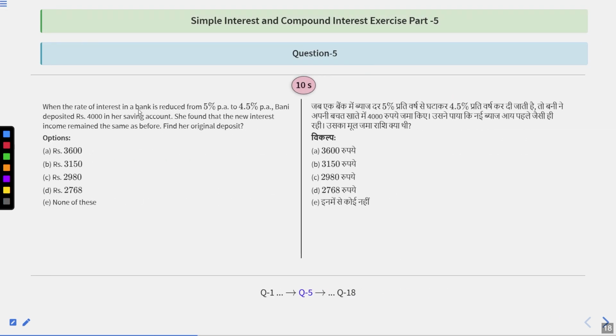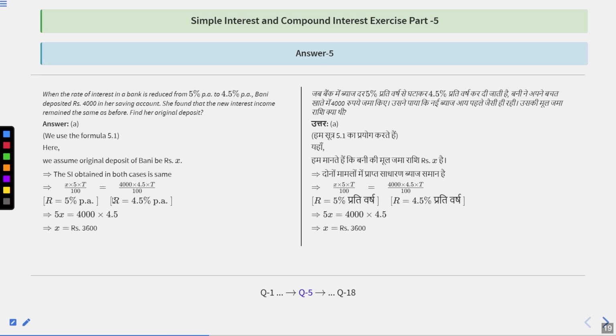When the rate of interest in a bank is reduced from 5% per annum to 4.5% per annum, Bani deposited 4,000 rupees in her savings account. She found that the new interest income remained the same as before. Find her original deposit. You have 5 options and 10 seconds to analyze the question. Your time start now. Now time's up. Let's see the solution.